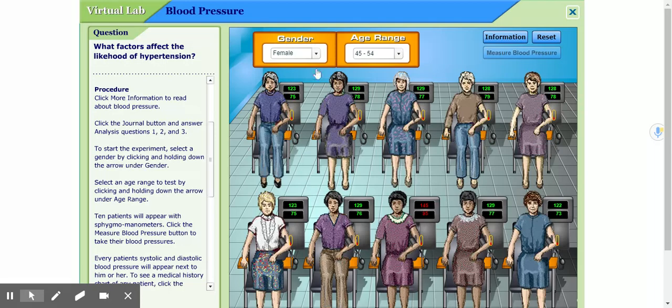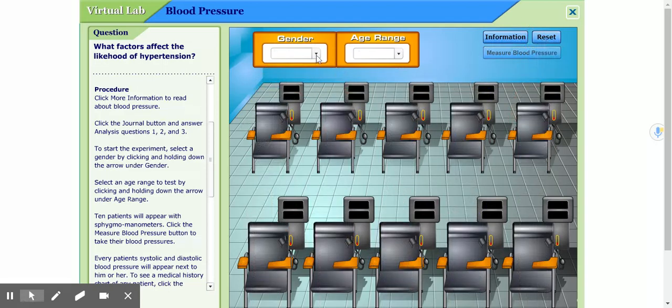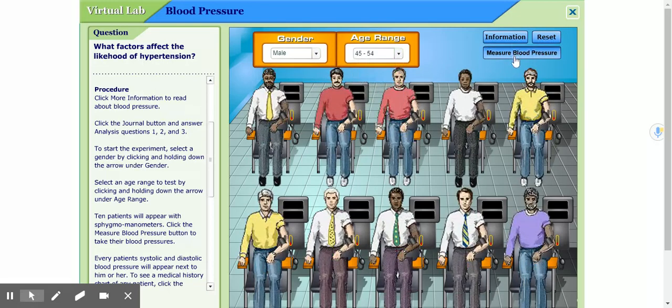Let's move on to males and see what we get for the same age range. So I'm going to reset this, and we're going to put our males in here, and we will look at the data associated with that. Oh my goodness, look how many over we have. We have 1, 2, 3, 4, 5, and 6. Let's take a look at these family histories.